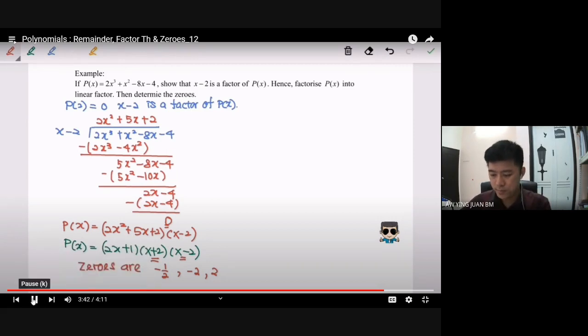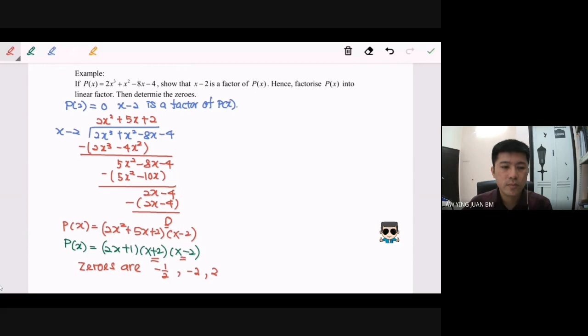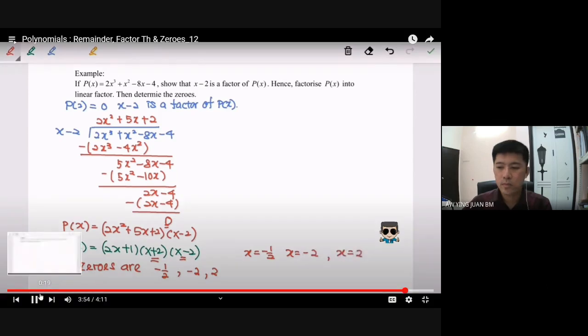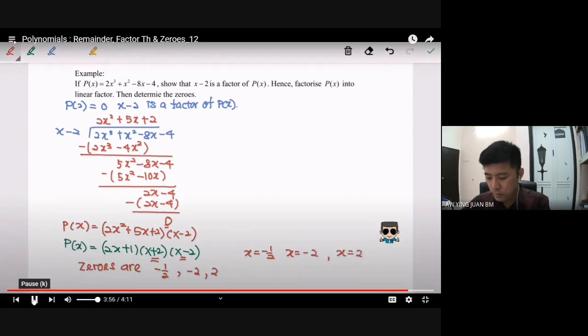Here are the zeros. If you are going to look for the roots, my answer will be x equals negative 1 over 2, x equals negative 2, and x equals 2. So this is what we call the zeros for the left hand side, and for the right hand side, roots. So 2x plus 1, x plus 2, x minus 2 are the factors.